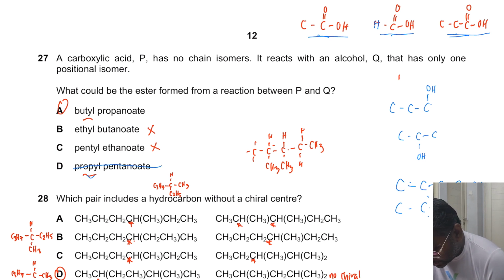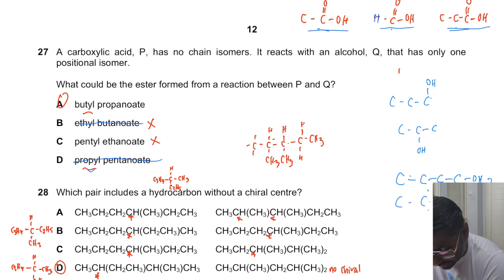So let's explore further. It cannot be ethyl, because ethanol does not have any positional isomer, so cannot. So pentyl or butyl. Pentyl will not be our answer, because with pentyl you can have more than one positional isomer. So butyl will be this one, butanol, and then propanoate, 3 carbon for the carboxylic acid. So the best answer over here is A.